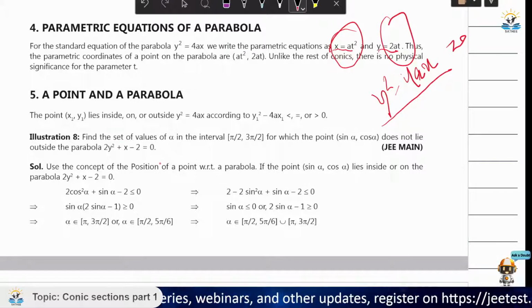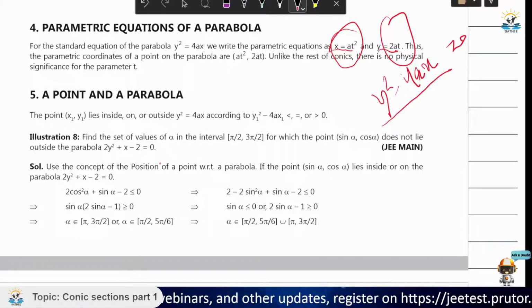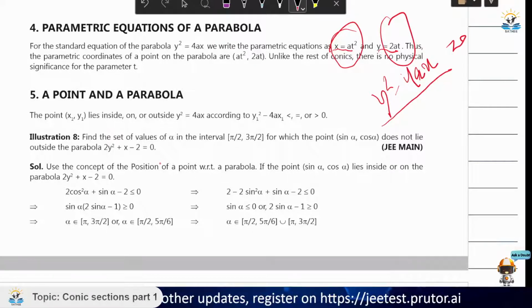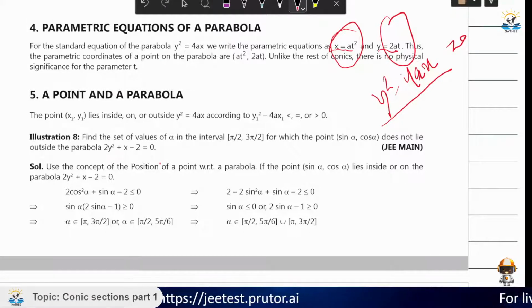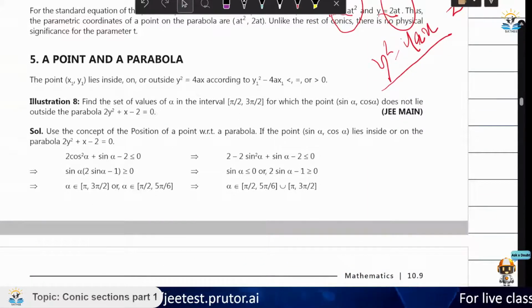If it is equal to 0, then it is on the parabola. And if it's greater than 0, then it is outside the parabola.